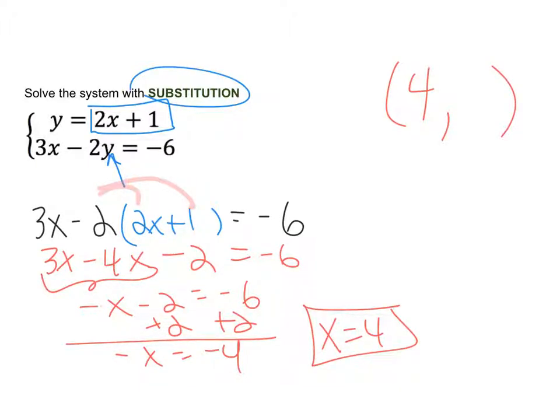Now to get the other half of the answer, what you do is you come back up here to this equation, and you're going to plug your 4 in right there for x. So let's go ahead and plug that in. 2 times 4 plus 1, and that equals 9. So the answer is 4 comma 9. And if you recall from the previous screen, that was the exact answer that we got through graphical methods, 4 comma 9. All right, let's move on to the elimination method.